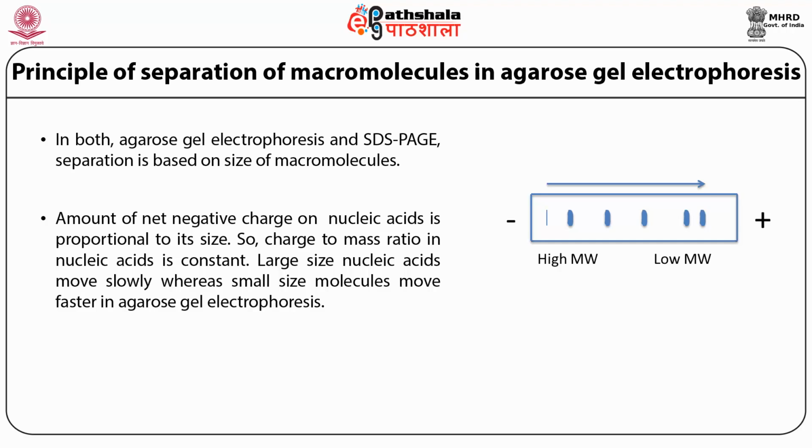Nucleic acids do not require any treatment like the one given to protein for making their charge to mass ratio constant. Nucleic acids have negative charge, and amount of net negative charge is proportional to size of nucleic acids. So, charge to mass ratio of nucleic acid is constant. Large size nucleic acids move slowly, whereas small size nucleic acids will move faster in agarose gel electrophoresis.